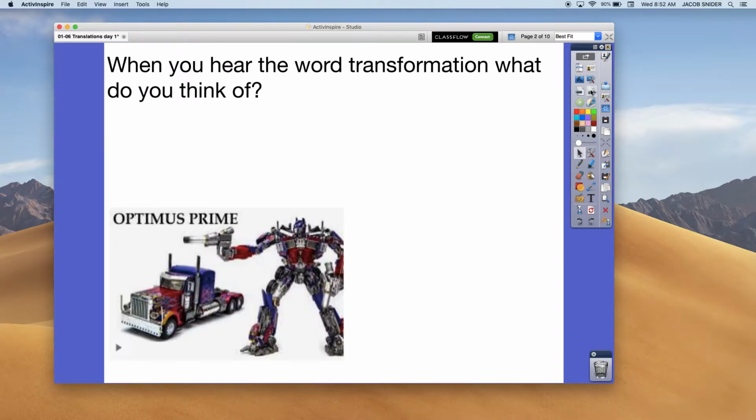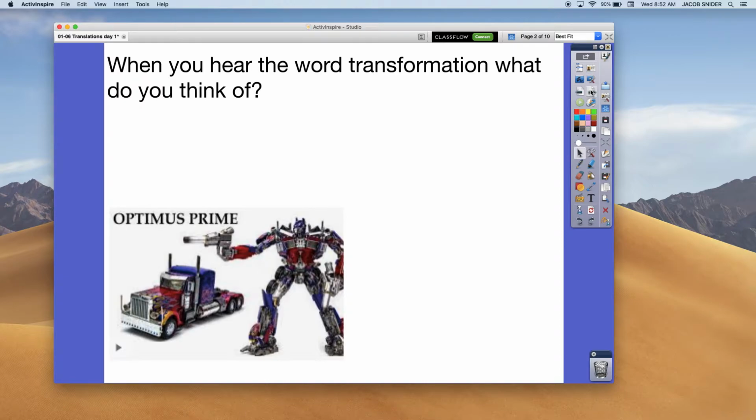Here's our keyword. When you hear the word transformation, what do you think of? You may think of Transformers, like Optimus Prime and Bumblebee. Or if your older brother, dad or mom works in the electrical field, there are transformers that help electricity happen. But transformation in math is when we have one shape and we move it, we do something different with it.